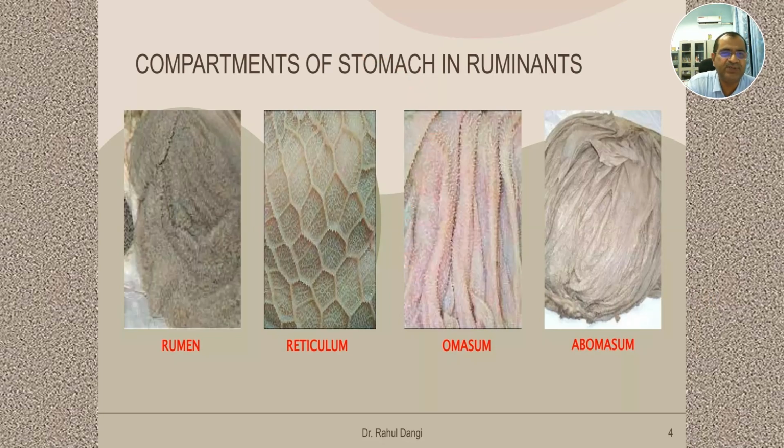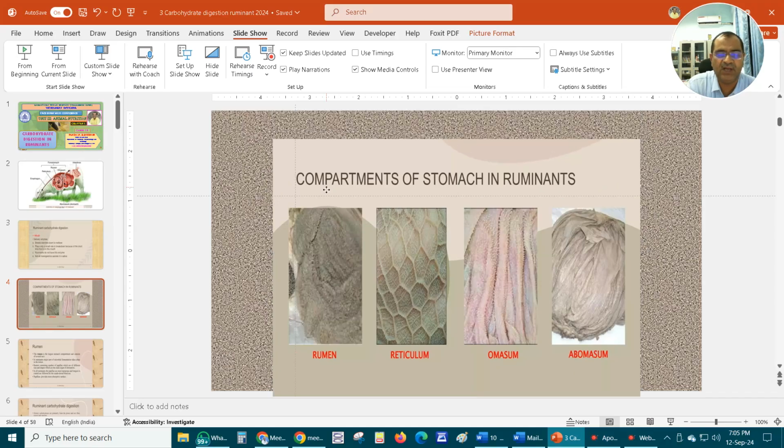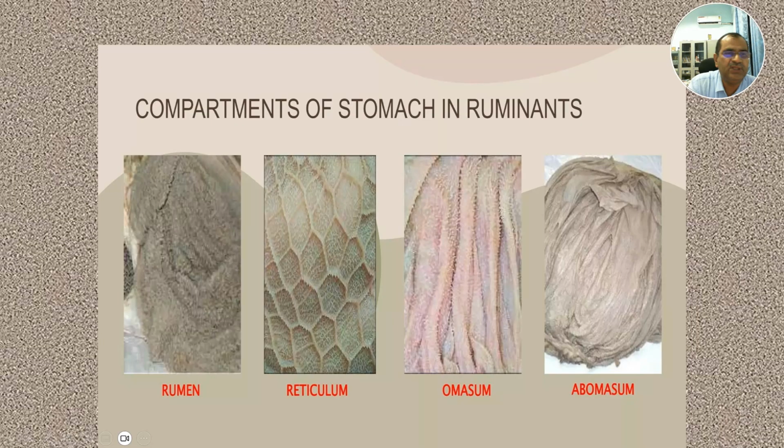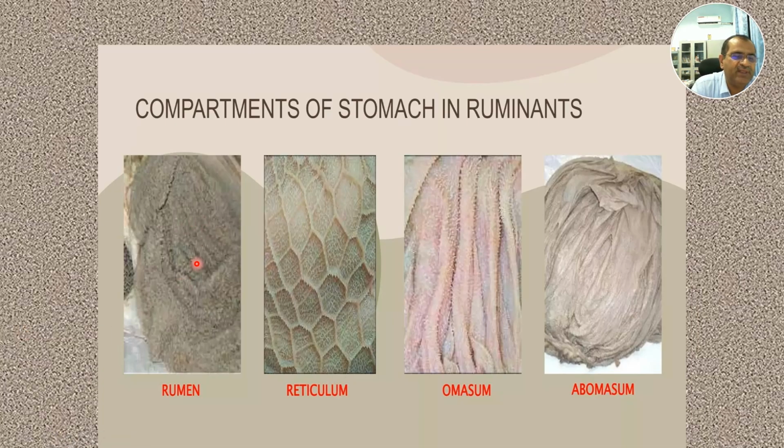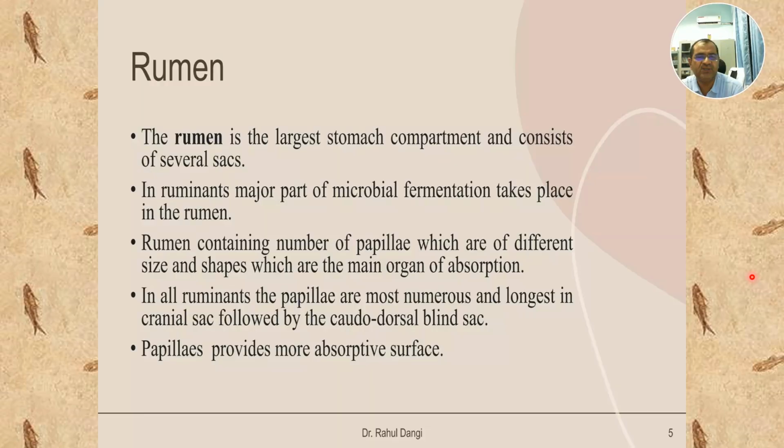Then the compartments of the ruminants are, as you know very well, the rumen, reticulum, omasum, and the abomasum. As everyone knows, the rumen is like a turkey towel, and the reticulum has a honeycomb. The omasum has multiple folds, whereas the abomasum is a true stomach, the glandular stomach, which is very similar to the monogastric animal stomach, that is, to the non-ruminant stomach.